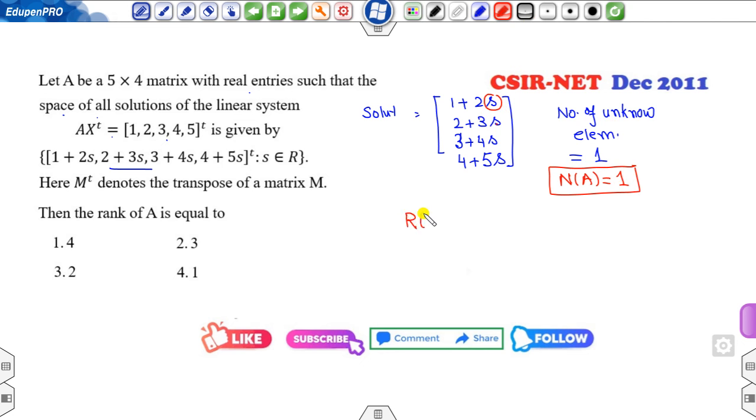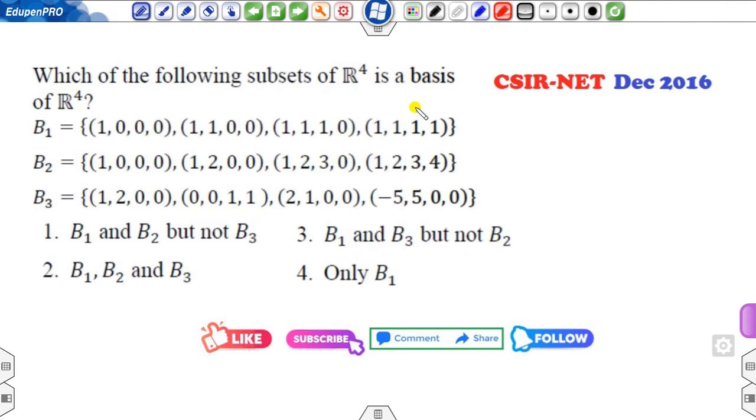Once you know the nullity, how can you find the rank? Rank plus nullity is the number of columns. The number of columns is 4. Nullity is 1. Rank will be 3, which is the right answer. You can find the same question in my rank video.